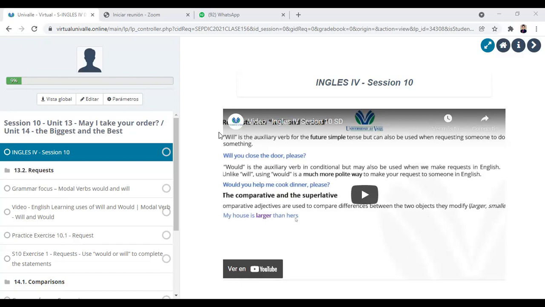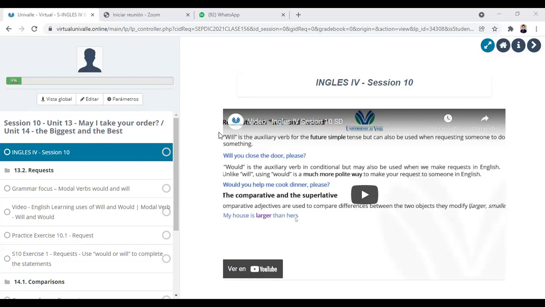Okay, so it's already session 10. It means that we are almost ahead for the final exam, which is going to be in session 13. However, we need to keep working on sessions 10, 11, and 12 so far.